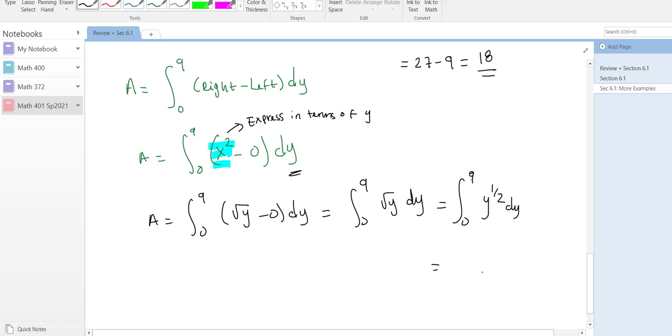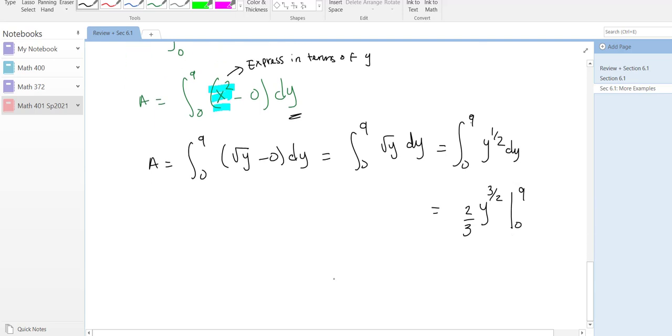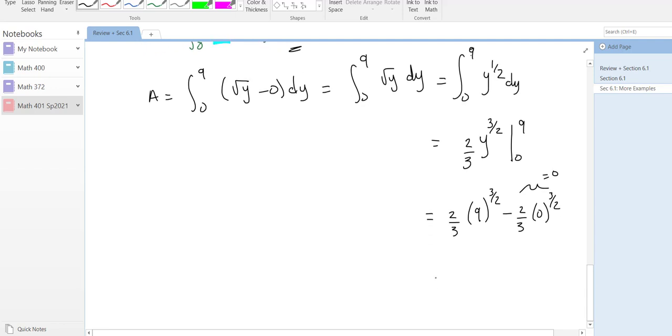The antiderivative of y to the 1/2 is add 1, so it's y to the 3/2 divided by 3/2, which is the same thing as multiplying by 2/3, from 0 to 9. Plug in the top limit first, so 2/3 times 9 to the 3/2 minus 2/3 times 0 to the 3/2. This one is 0. So we're just left with 2/3 times, think about how we do rational exponents.